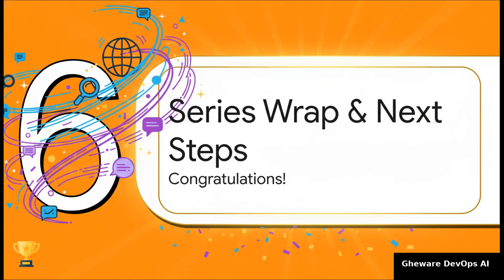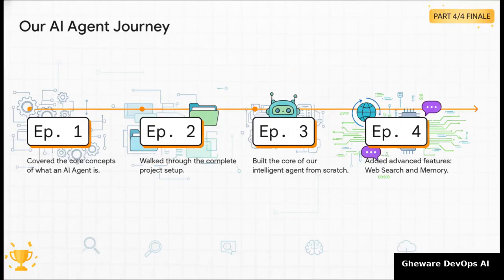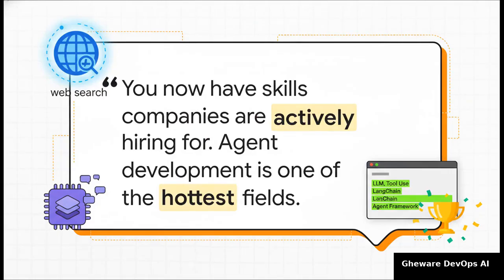And with that, you did it. You completed the entire AI Agent series. From absolute scratch, you have built a sophisticated, multi-talented AI agent. You should be incredibly proud of what you've accomplished here. Just look at the journey we've been on. In just 4 parts, we went from the basic theory of what agents even are, to getting the project set up, to building the core logic, and finally today, adding these powerful, advanced features. And I want to be crystal clear about this. This isn't just a fun little project. The skills you've just learned, working with LLMs, tool use, memory, frameworks like LangChain, are some of the most in-demand skills in the tech industry right now. You are positioning yourself at the absolute forefront of this AI revolution.